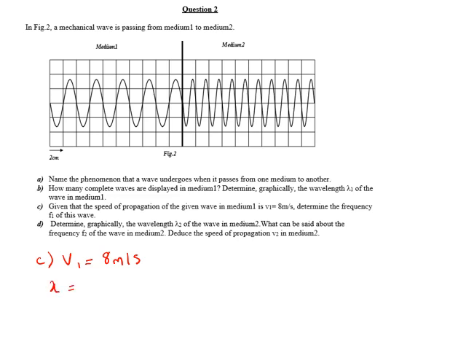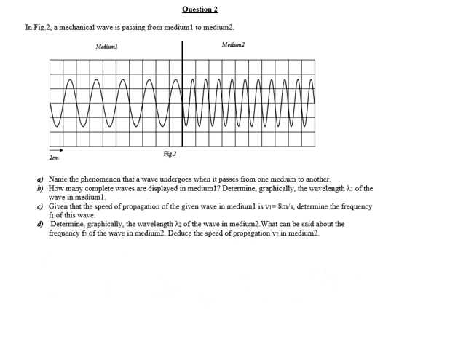Lambda equals v1 over f1. Therefore, f1 equals v1 over lambda 1, equals 8 over 4 times 10 to the power minus 2, equals 200 hertz.